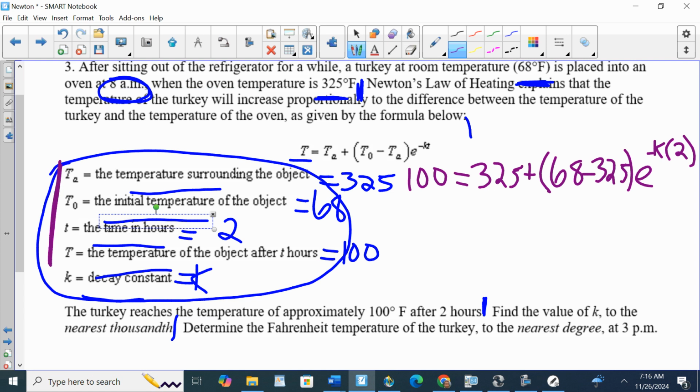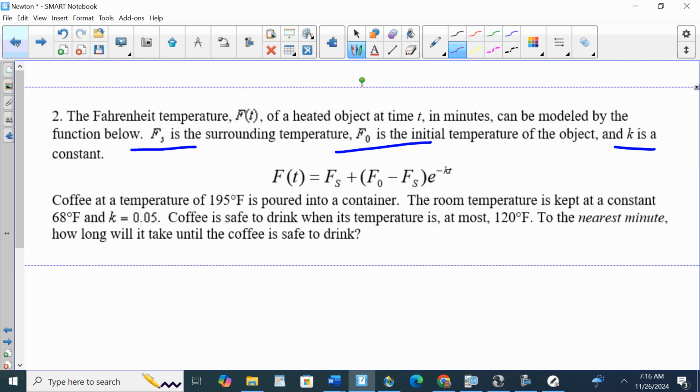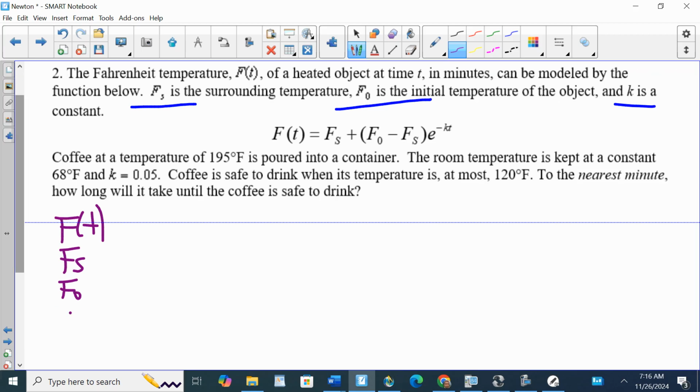Organize the information like this, even if it's a problem where it's not laid out like that. Either way, list it like that, so it'll be easier for you to substitute in.